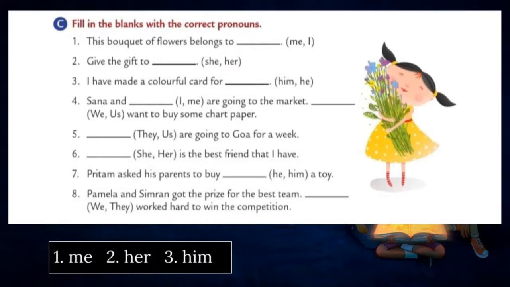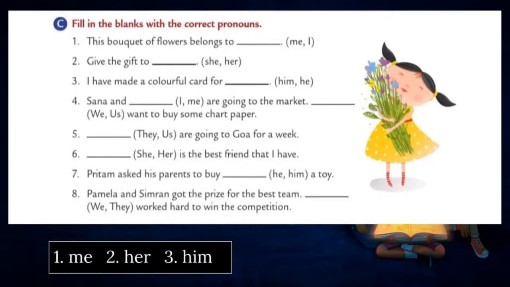Yes, you're right. The answer is me, because we should use object pronoun here, not subject pronoun. This bouquet of flowers belongs to me. Me is used as object pronoun. So write the answer as me. Let's move to the second one.